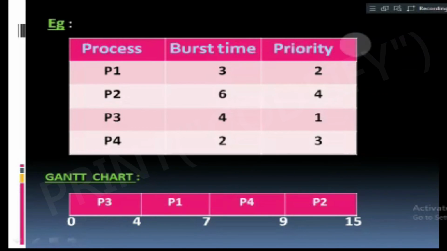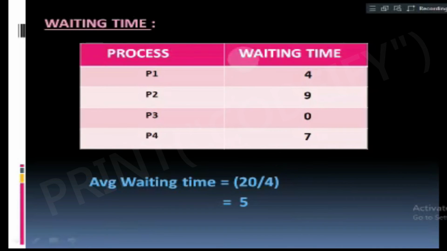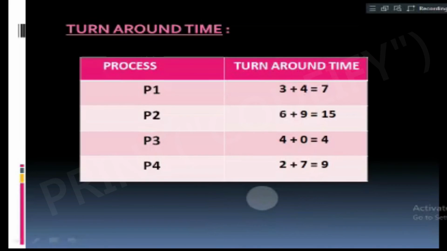Gantt chart. So, P3 has the smallest priority number. So, P3 executes first. Afterwards, P1 executes, P4 and finally P2 will execute. Waiting time is calculated as arrival time minus waited time. For P1 it is 4, P2 9, P3 0, P4 7. Average waiting time. Waiting time of all the processes divided by number of processes, which gives 5.